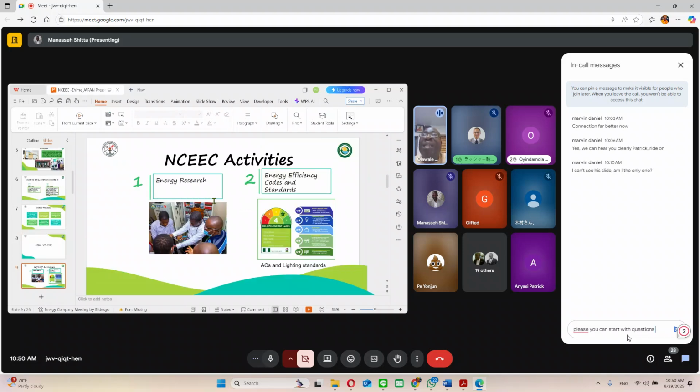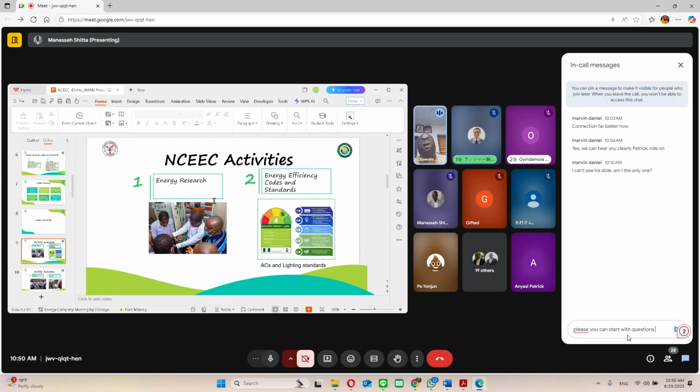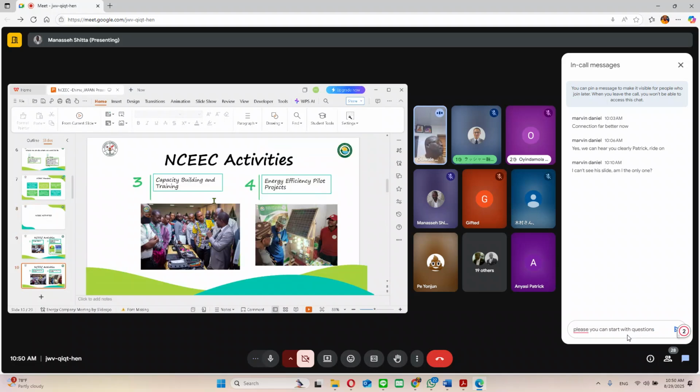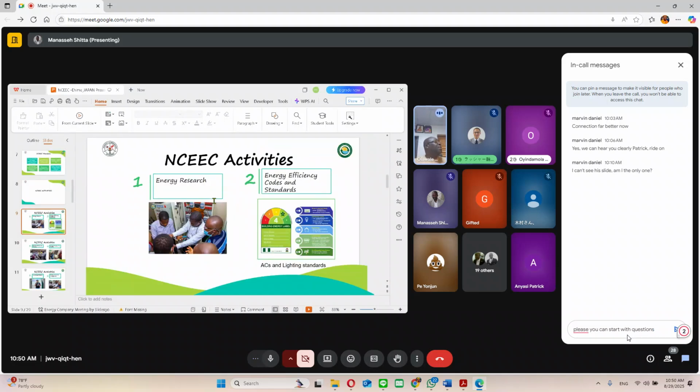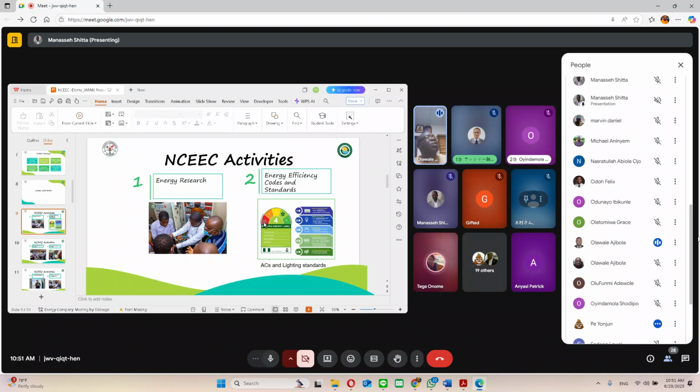That has taken us to several companies in Nigeria. We have been able to touch the transportation sector, manufacturing sector, and so on with activities. And we have moved from one state to another. Now, what exactly are the activities like? Our main activity is energy research. We also do energy efficiency goals and standards.